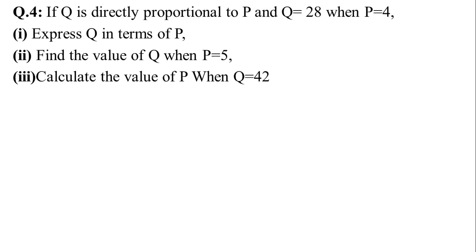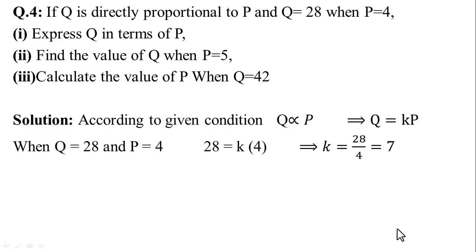Now we solve the basic level question 4, the basic level last question. In this question, if Q is directly proportional to P, then Q is equal to 28 and P is equal to 4. So first of all, write the relation according to the given condition. Q is directly proportional to P. When we remove the proportionality sign, we write that Q is equal to kP.